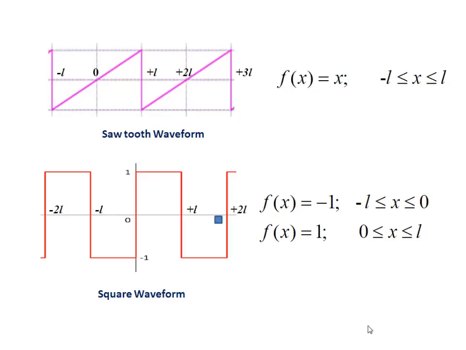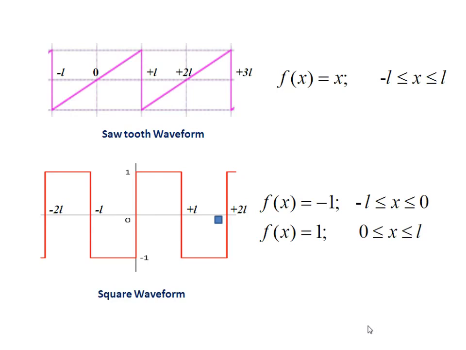The program we have seen can be used for calculating the Fourier coefficients and plotting the Fourier series for periodic waves which are defined by one function over a complete period. As in the case of the sawtooth wave, here the function f of x is equal to x, and it is the same for the complete period from minus L to L.